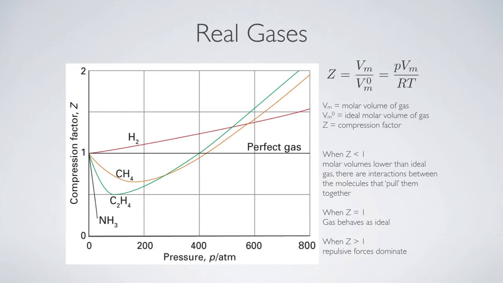But you can see that ammonia, the one that has the strongest intermolecular bonds, we've got hydrogen bonding there, is the one that deviates most. So things that have a tendency to want to form intermolecular bonds are going to deviate most from our ideal gases.